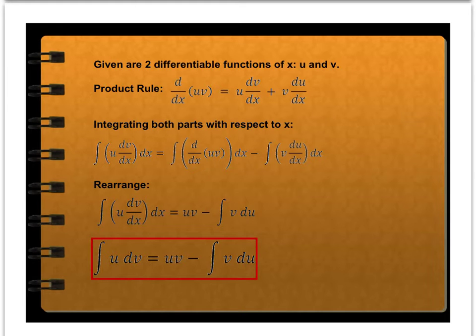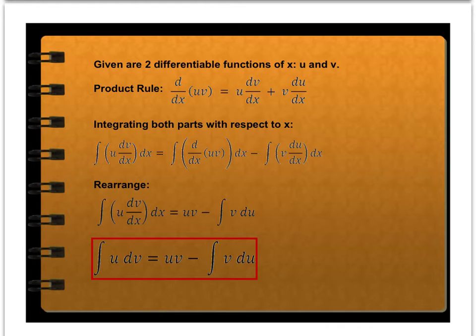It is used to find the integral of the product of two functions. Now I will show you how to get to the formula. Since you're dealing with a product, you can start out with the product rule, right here. And now you can integrate it with respect to x, which I did right here. After you rearrange it, you will end up with the following.